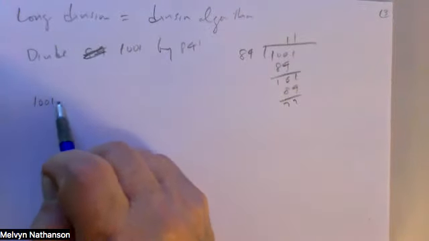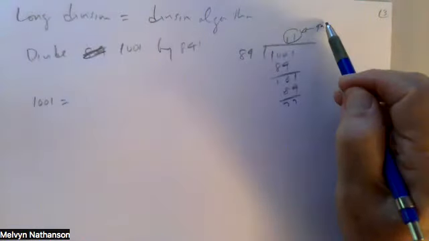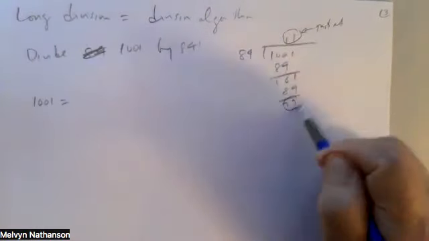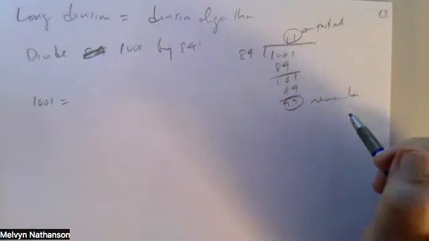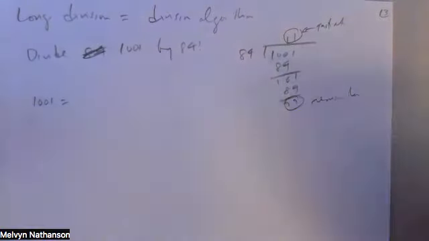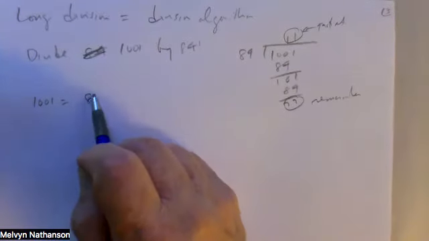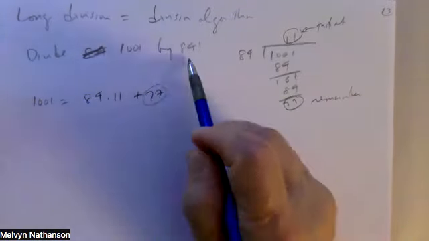So 1001, when you divide by 84, has a quotient of 11 and a remainder of 77. So you can write 1001 is 84 times 11 plus 77. So you'll notice the remainder is smaller than what we're dividing by.